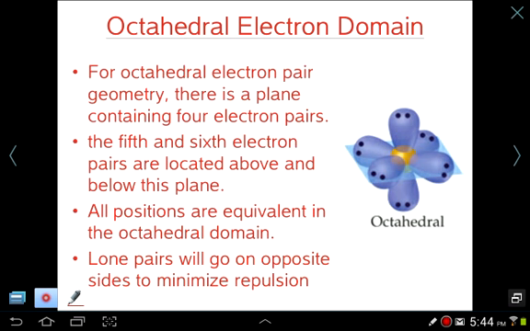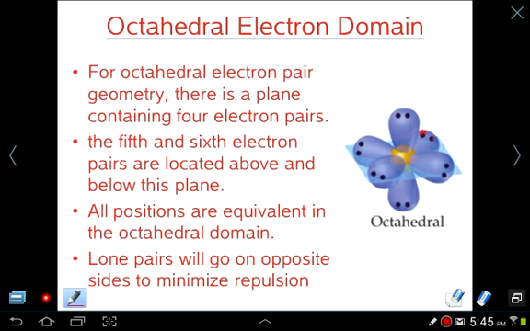And again, when you have lone pairs, all positions here are actually equivalent. In all cases, you have 90-degree angles, even though it's drawn kind of like this, because it's 3-dimensional. And because all these are 90 degrees, all of them are equivalent. It does not matter really where you put the lone pair. But if you have a second lone pair, then the second lone pair will go on the opposite side.